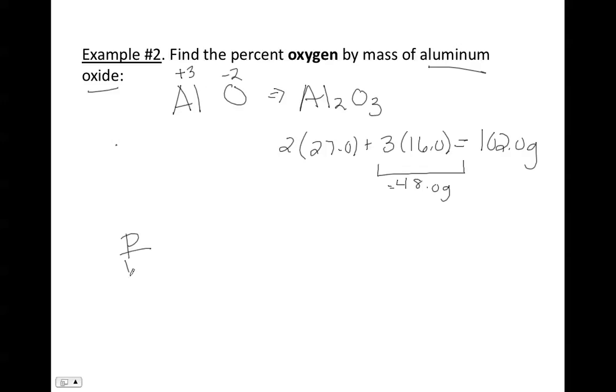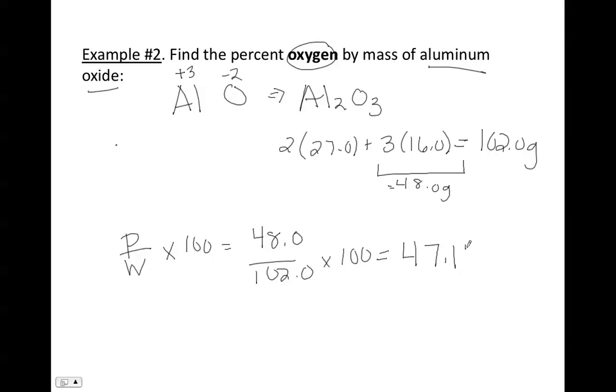So when we go to do our percent composition, we have part over whole times 100. Our part is, again, the oxygen that was identified, which is our 3 oxygens. So that's why we need to make sure we have 48 in the numerator, and then our whole, which is the 102.0 times 100. And when you plug that in, you should be able to get 47.1%.